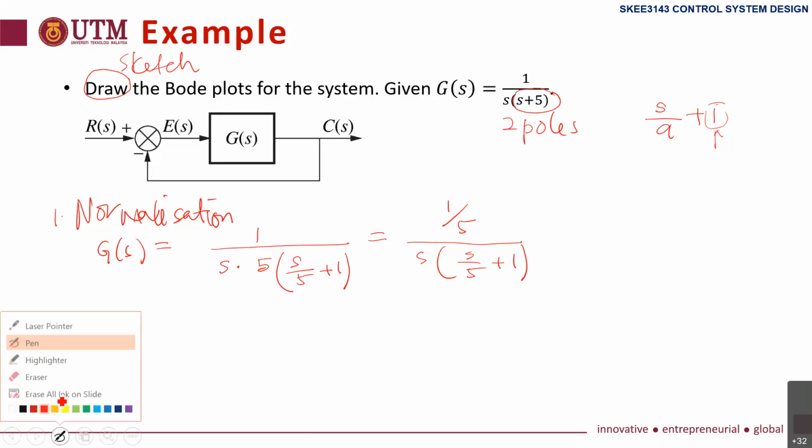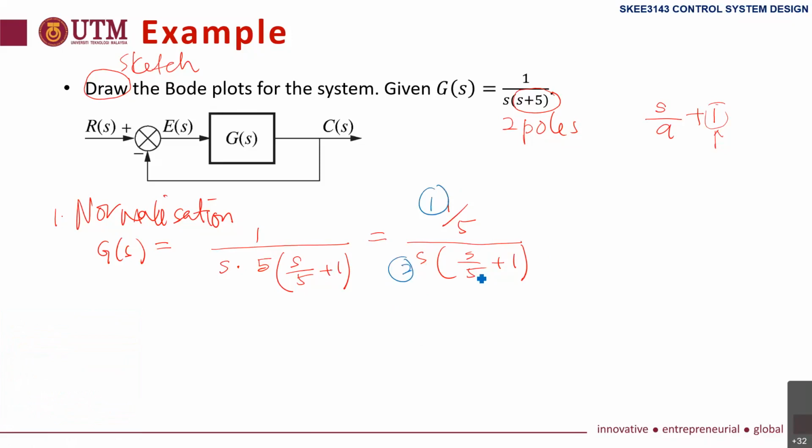Here, we know that we have 3 components. Component 1, component 2, component 3. 3 components, and we have to sketch all the components. Okay, the first component G(s) equal to 1 over 5.